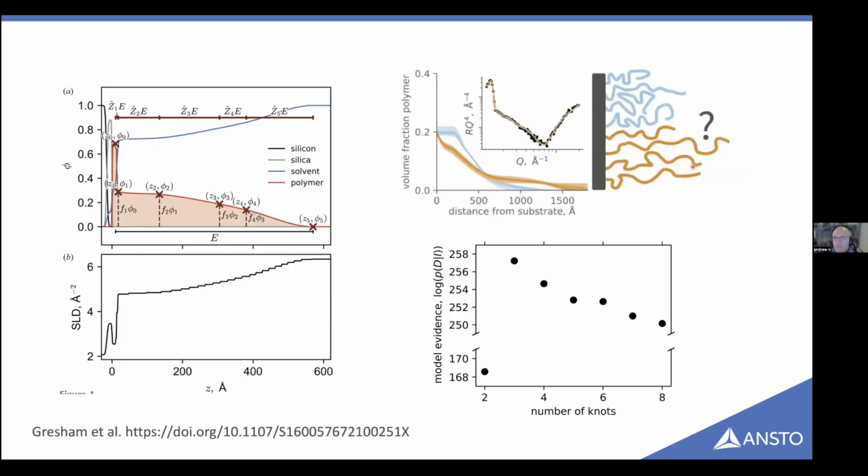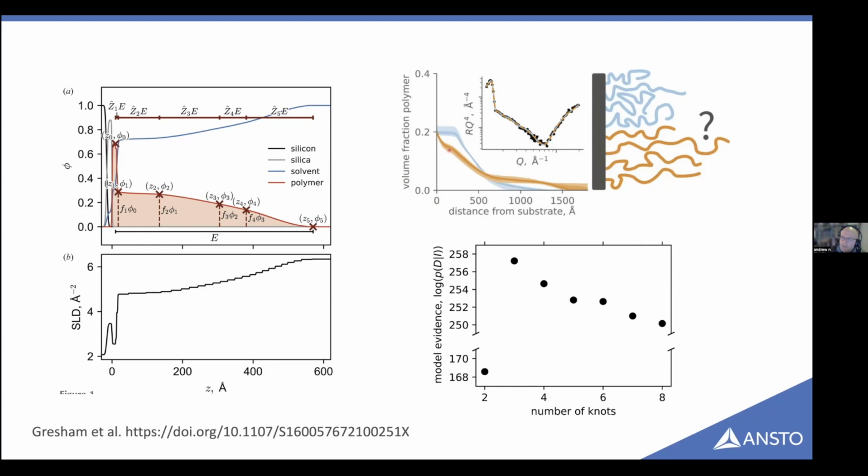So where I particularly use this in reflection is to look at polymer brushes. A polymer brush is a polymer chain that's end grafted to a surface. And typically in our modeling, we describe this structure with what's called a polymer volume fraction profile.